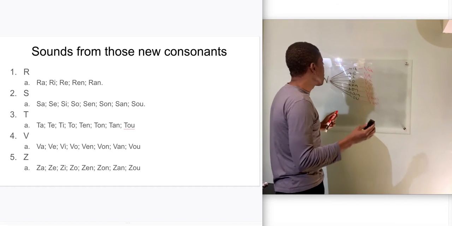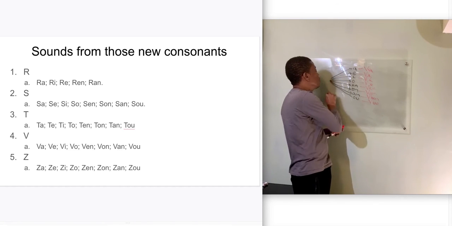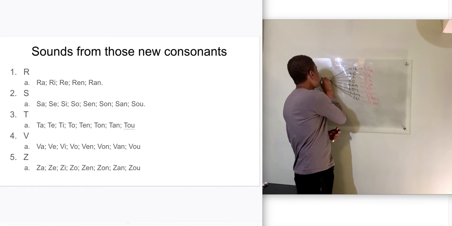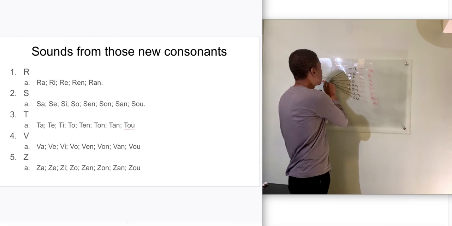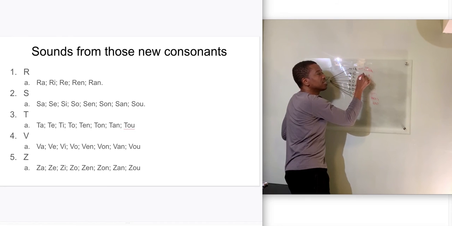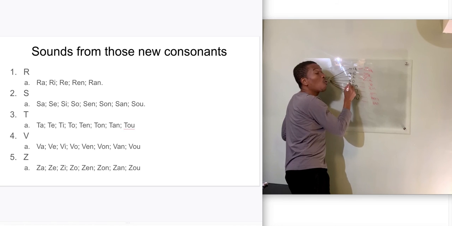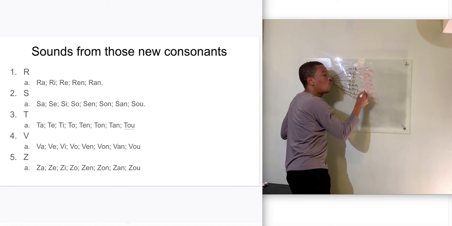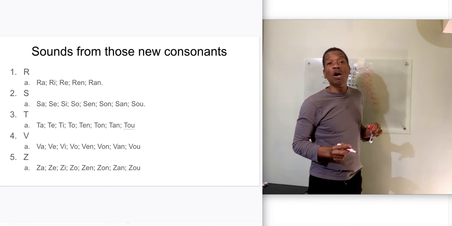It's the same idea, right? The last letter, just get used to the sound. The last letter is Z. Now we have Z, A, za. Z, E, ze. Z, I, zi. Z, O, zo. Z, an, zan. Z, on, zon. Z, an, zan. Z, ou, zou. Alright?